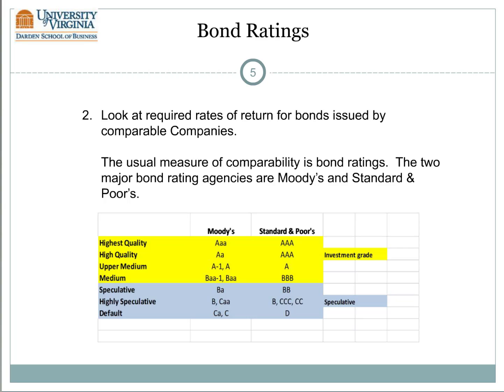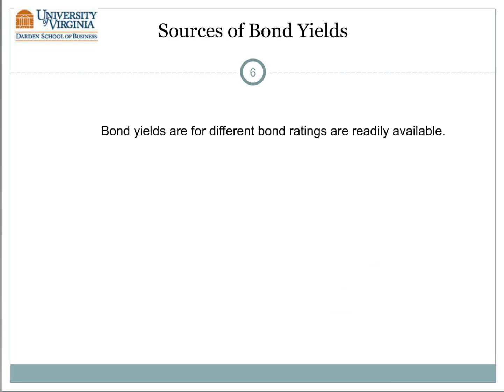The highest quality bonds have ratings of AAA by Moody's and AAA by Standard & Poor's. The lowest rated investment grade bonds are BAA with Moody's or BBB with Standard & Poor's. Bond ratings below this are considered to be of speculative grade. Bond yields for different bond ratings and maturities are readily available through the financial press. Public sources such as CNN Financial, The Wall Street Journal, Barron's, or YahooFinance.com are all good sources.